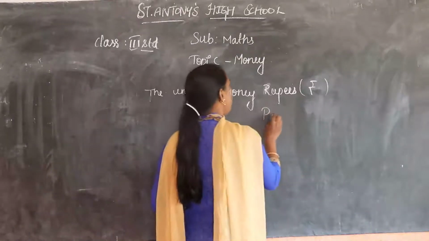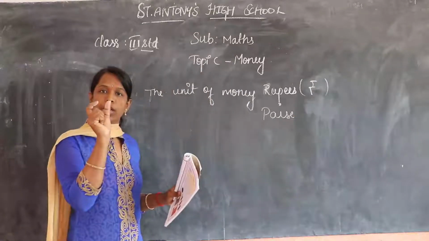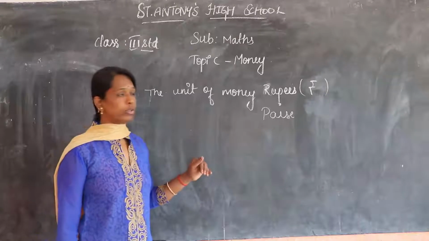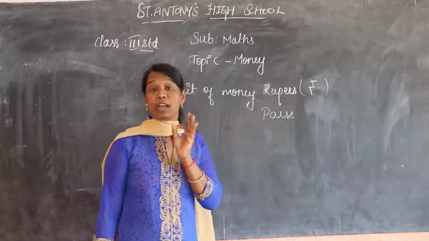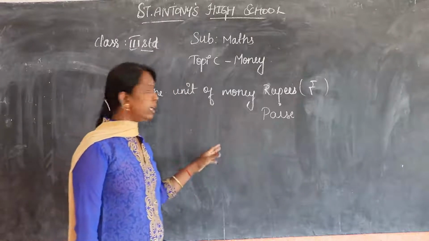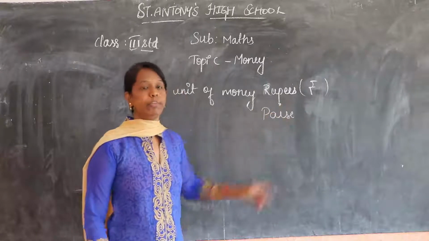Children, you have already seen 1 rupee, which is usually a coin. Earlier it was available in notes also. You are also seeing the 50 paisa coin and the 25 paisa coin. Like that, money is expressed in terms of rupees and paisa.